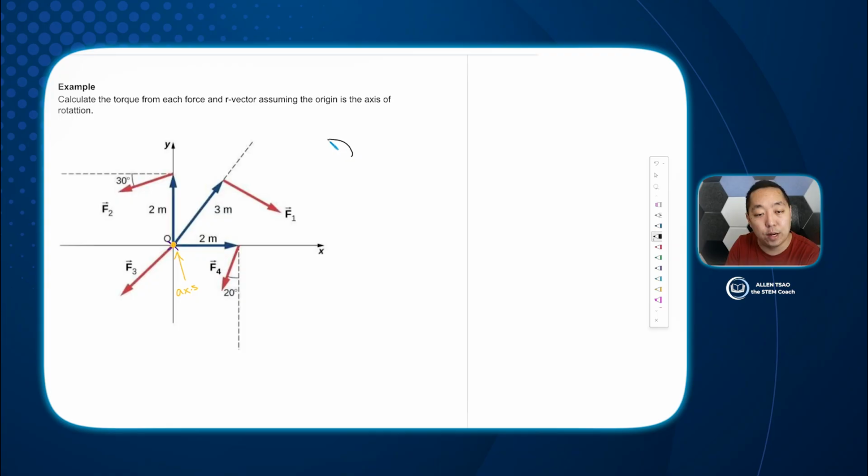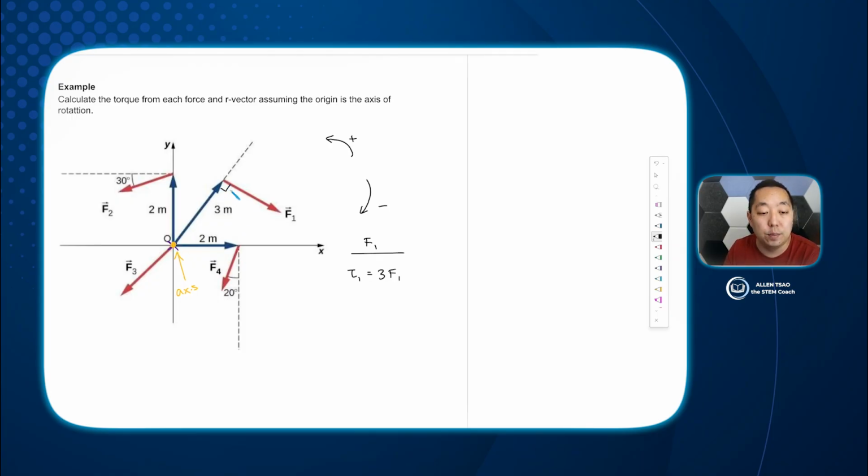Now let's assign a direction. We'll say counterclockwise is the positive direction, and therefore clockwise is the negative direction. For every torque, you've got to think: is it causing it to rotate clockwise or counterclockwise? So let's look at F1 here. The r vector is 3 meters. It's already perpendicular to F1, so when we do the torque around 1 here, you're just going to do 3 times F1. They're already at a right angle, so you just multiply them straight up.